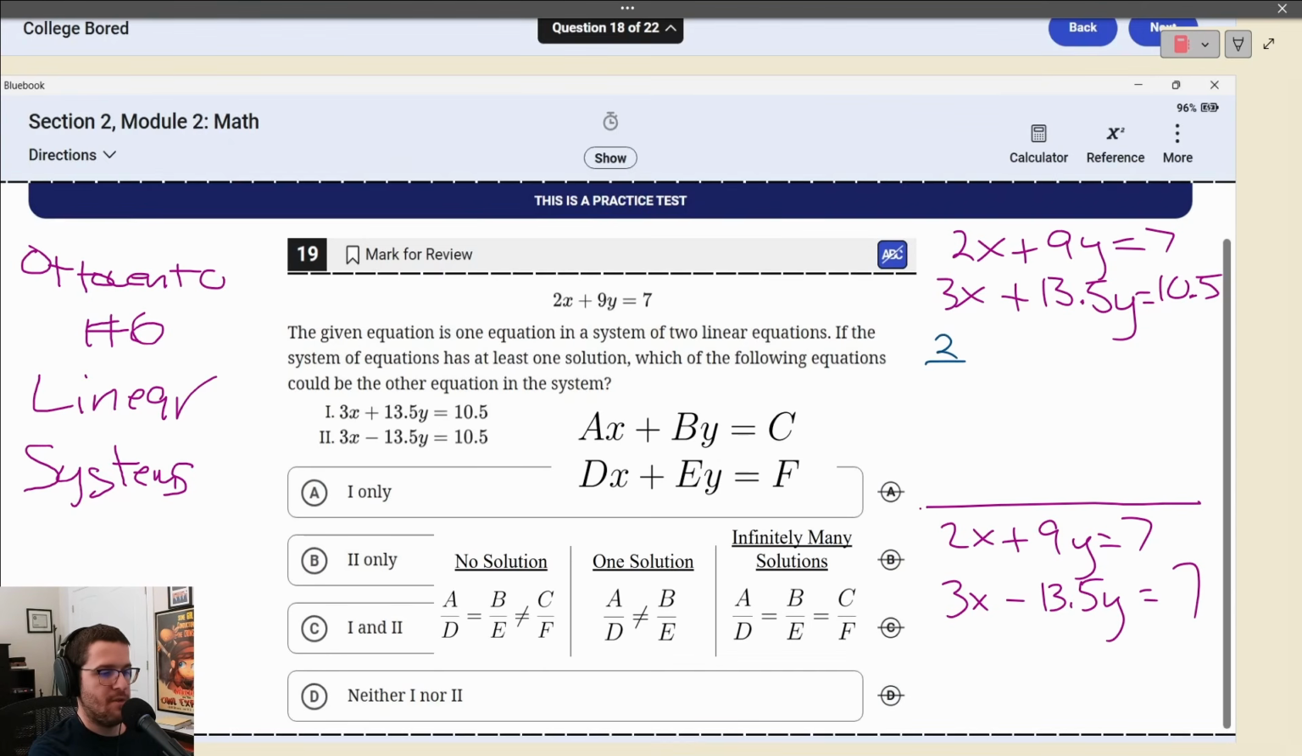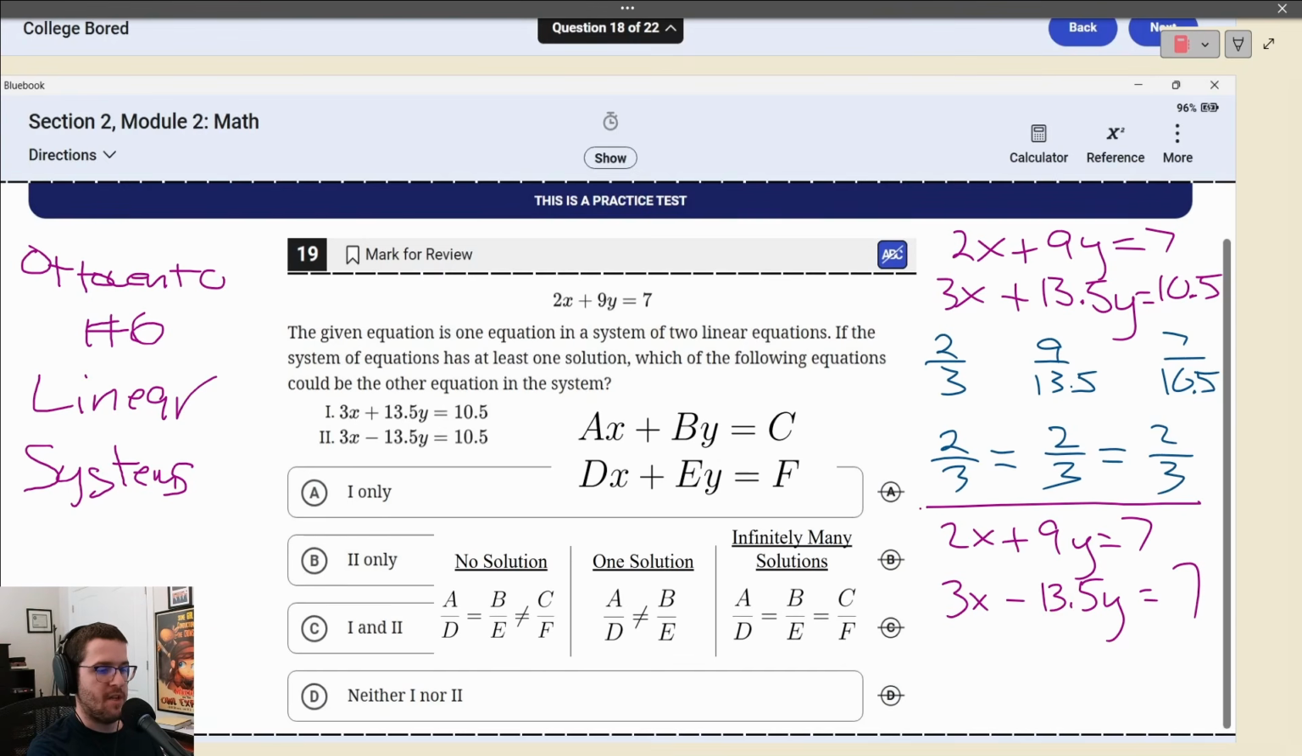So we have 2 over 3, 9 over 13.5, and then 7 over 10.5. And now we're going to simplify these before we figure out if they're equal or not equal using our calculator. So I did 9 over 13.5, and I got 2/3. And I did 7 over 10.5, and I got 2/3. So these are all equal.